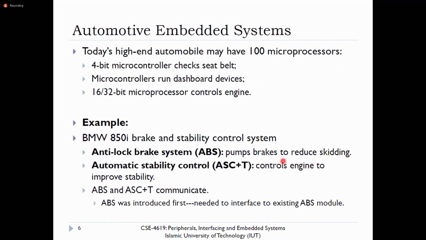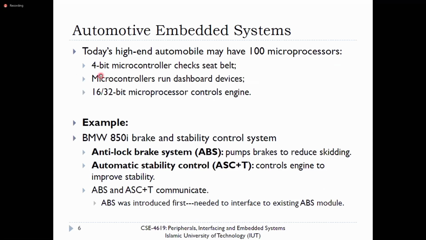Next, another example, just to give you one idea about automotive embedded systems. Nowadays, the automobile or car or vehicle we are using may have hundreds of microprocessors. So this is just a statistic. Why do we need these hundreds of microprocessors? Or you can consider microcontrollers, because they do some target oriented tasks.